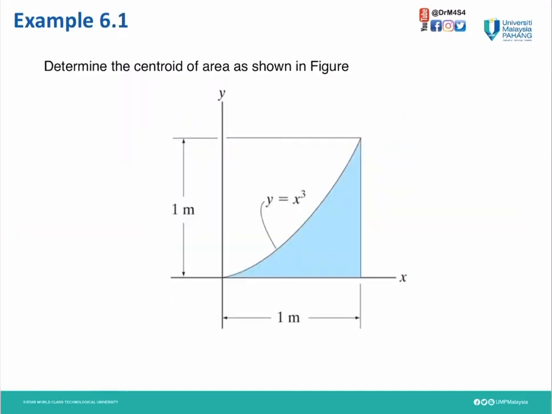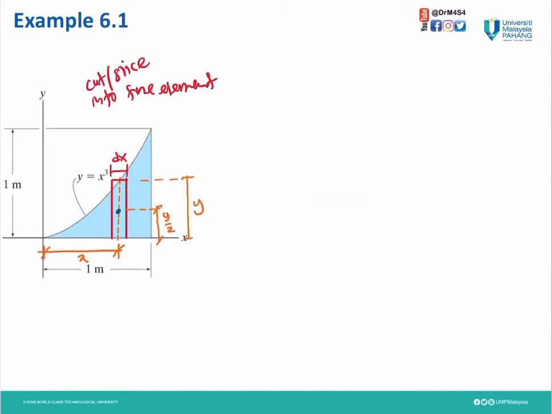For this shaded area in blue, we need to determine the centroid of this area. The function given here is y equal to x cubed. This is the x-axis and this is the y-axis, up to 1 meter on both axes. Now, what we have to do is cut or slice it into a very fine element. So this is a very fine element where the length on the x-axis is dx, while the height for this element is y.